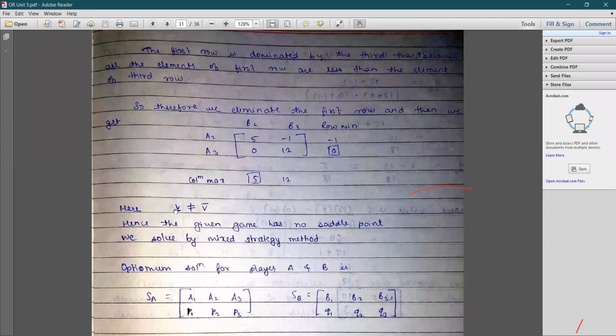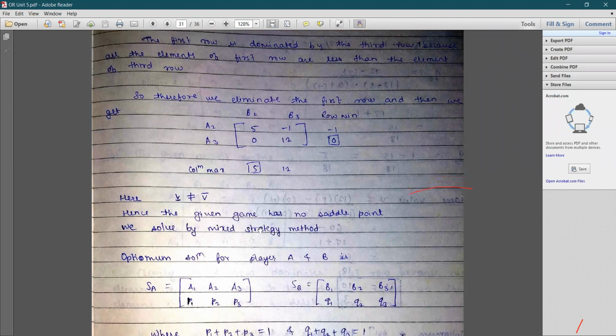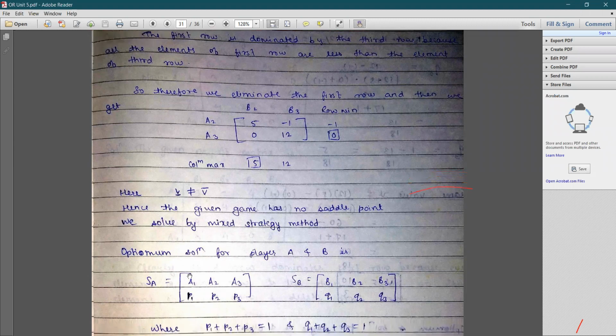Means V lower bar is not equal to V upper bar. Hence, the given game has no saddle point. And we solve this problem by the mixed strategy method. Then write the optimum solution for player A and player B. That is S of A. How many rows are there? There are 3 rows. Therefore here A1, A2, A3, and the strategy for A1 is P1, A2 is P2, and A3 is P3.